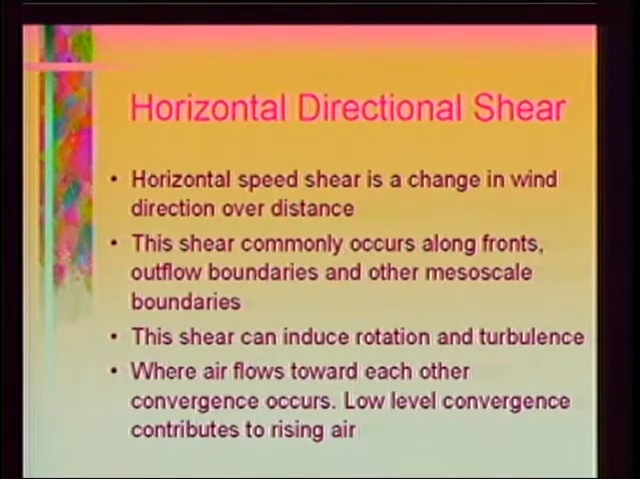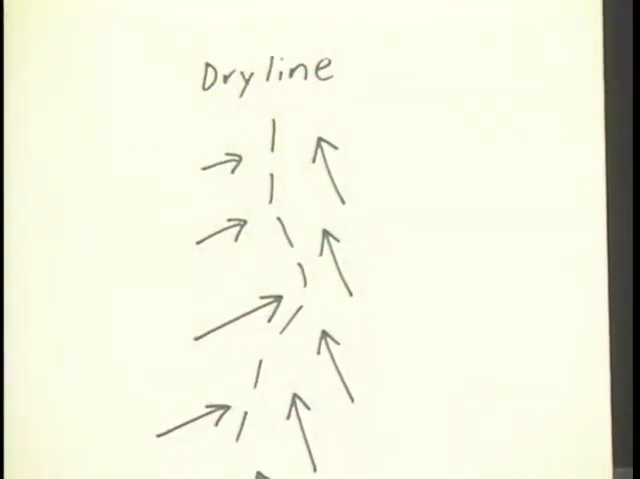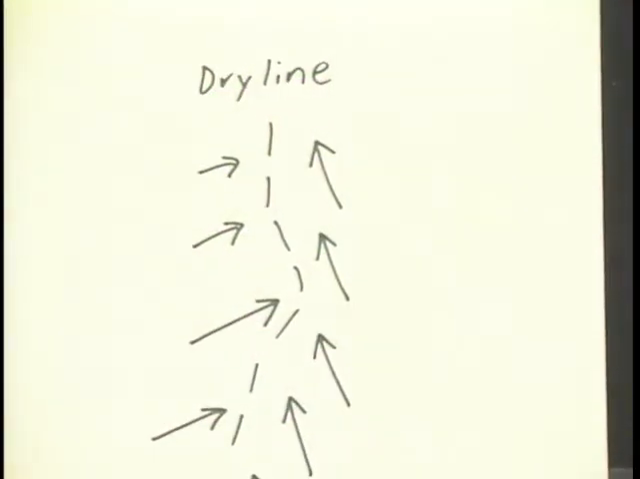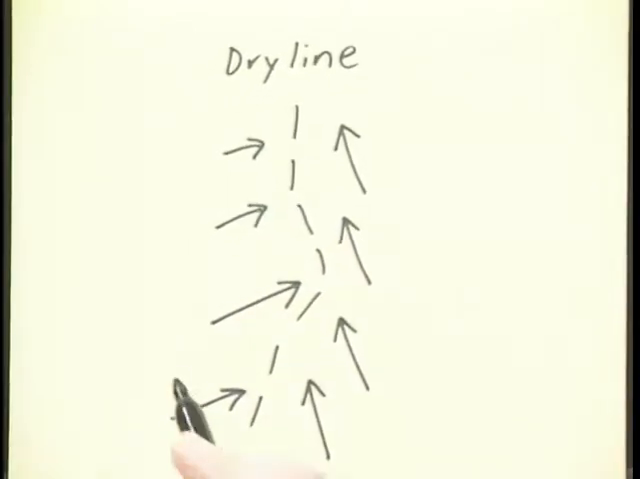And on the overhead, we'll look at an example of directional shear. We saw it also in the previous example where you had different wind directions. Here you have a more significant wind direction going from one side of the boundary to another. In this situation, we have a dry line where the winds to the west of the dry line are out of the west, southwest. To the east of the dry line, the winds are out of the south and southeast.